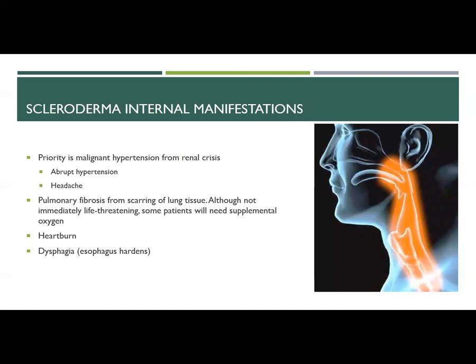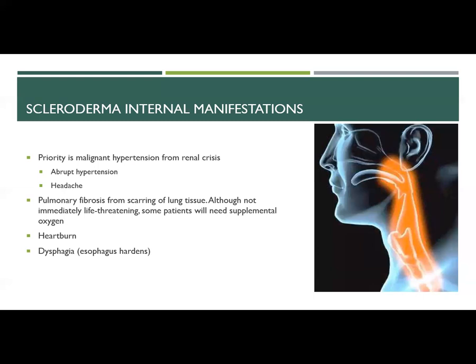Pulmonary fibrosis from scarring of lung tissue. Although not immediately life-threatening, some patients may need supplemental oxygen. Heartburn, dysphagia, because that esophagus hardens. Remember, with scleroderma, it's basically just everything's hardening.